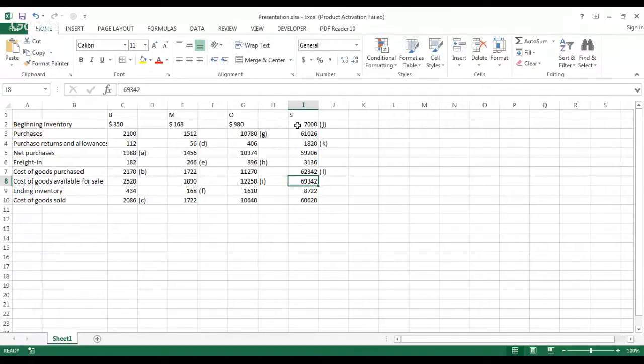And again, how you found the beginning inventory was by taking the cost of the goods available for sale minus the cost of goods purchased. So that is all of 5-13. Hope it helps, and good luck.